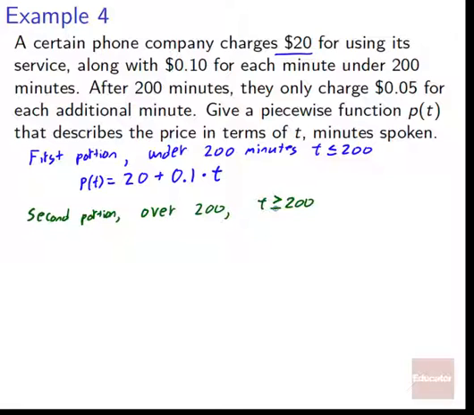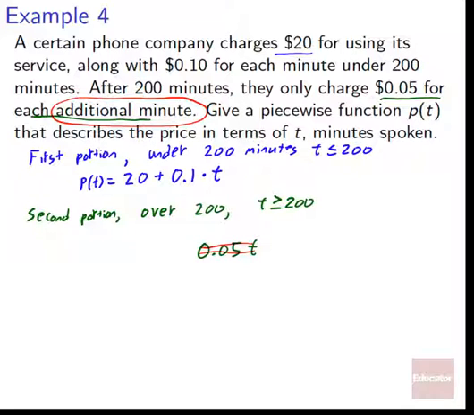We know that it's going to be 5 cents for each additional minute. So our first thought might be, great, easy. It's going to be 0.05 t. Not true. This is not going to be the case. Why not? Because it's for each additional minute. So it's for each additional minute over 200. So after 200, you get charged at 5 cents per minute. Before that, you still get charged at the 10 cents.